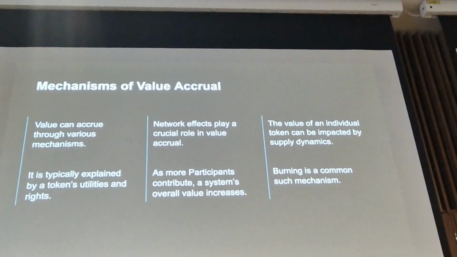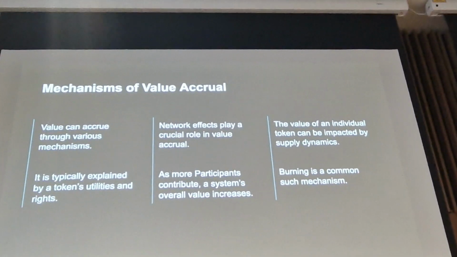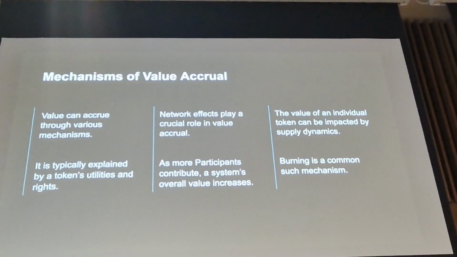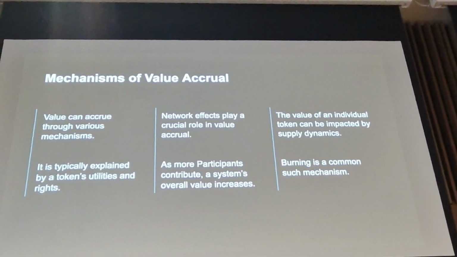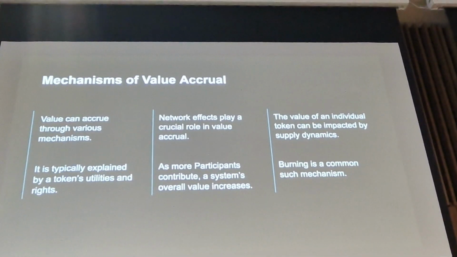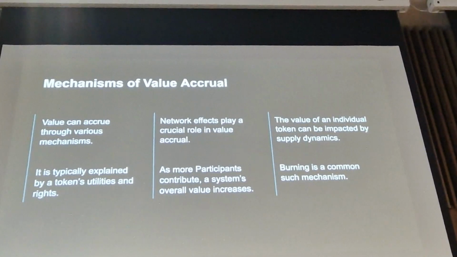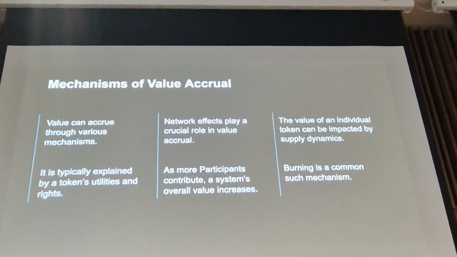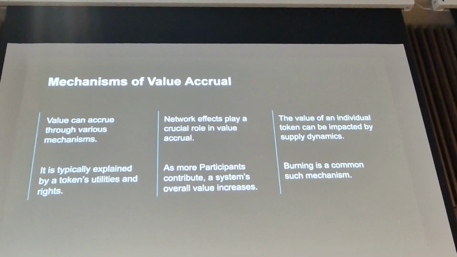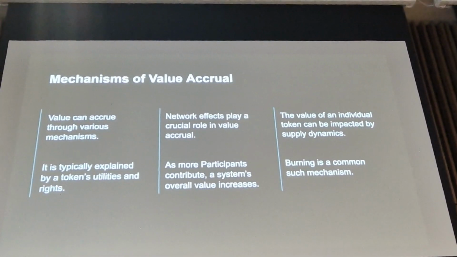So there are many mechanisms by which value accrual can occur. The main one is through the different utilities that we've outlined. The nine different token utilities each map to different value accrual mechanisms. Those are far beyond the scope of today's talk. But value can also accrue through other methods, and network effects is probably the best example of this.